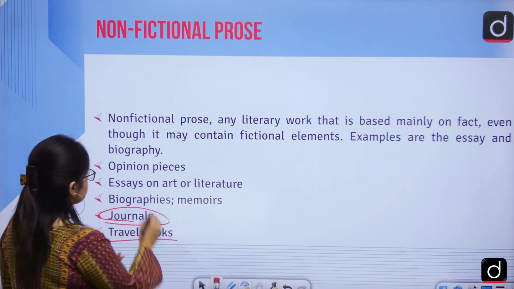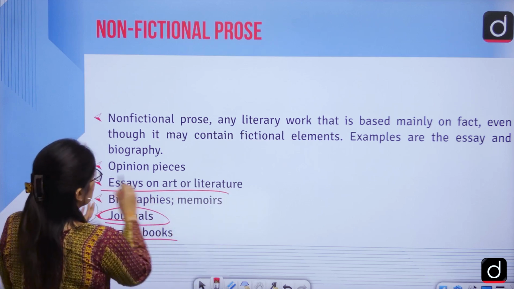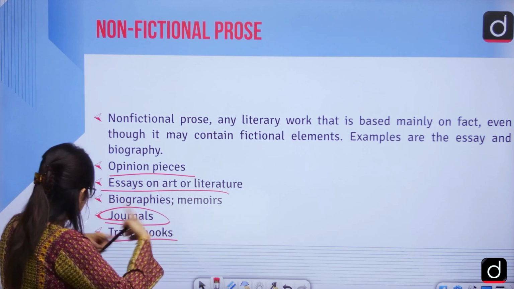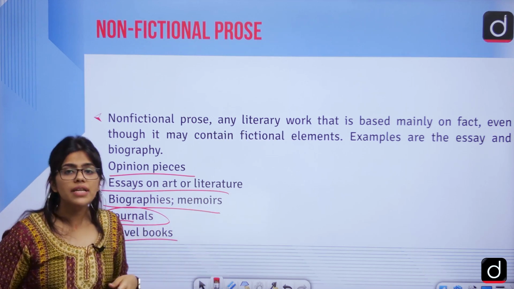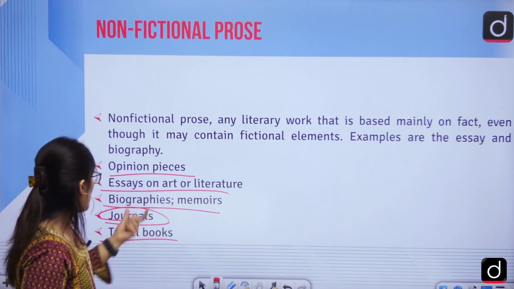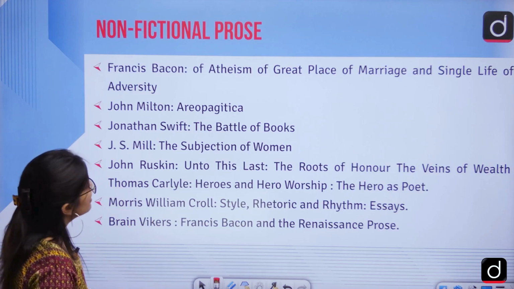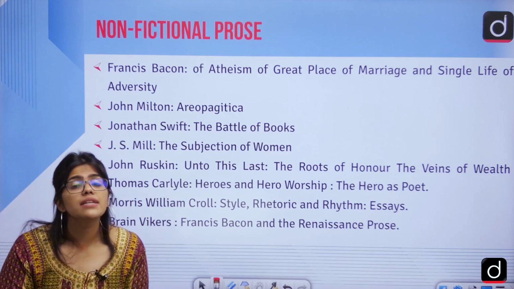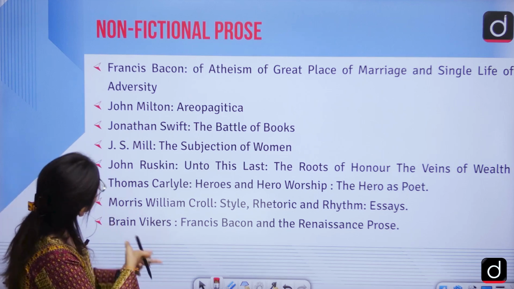So travel books, essays, opinion pieces and the Bible are the few things that you just cannot leave. You should know about different memoirs, different biographies as well. So this is the list I just wanted to give you. This is not the complete list, again I'm saying, but they are important.